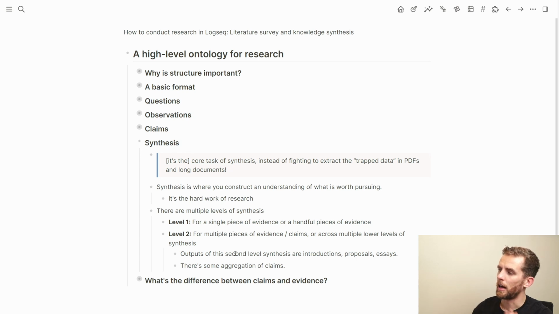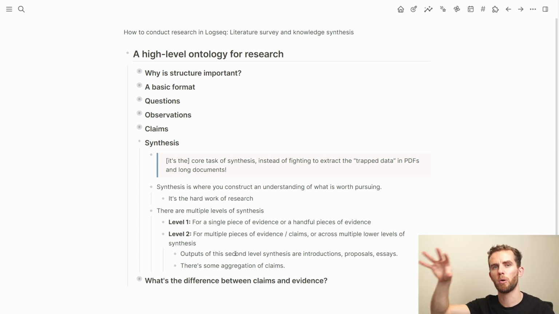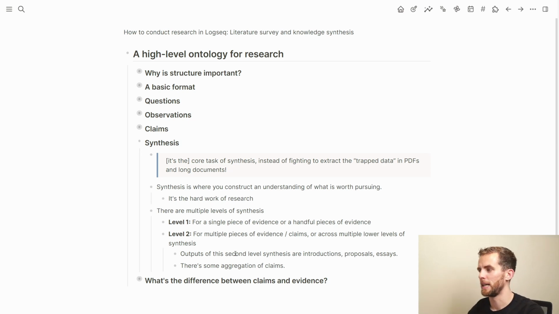So outputs of this might be an introduction to the paper that you're writing, an essay maybe, or a proposal. That's really the hardcore work, where it's not just taking that low level of synthesis and saying, this is what is happening in the world. It's saying, cool, and what is that, and why is that important in this research context? There's also some aggregation of claims there, actually at both levels, but you want to be able to really, as I say, compare and contrast between those claims.